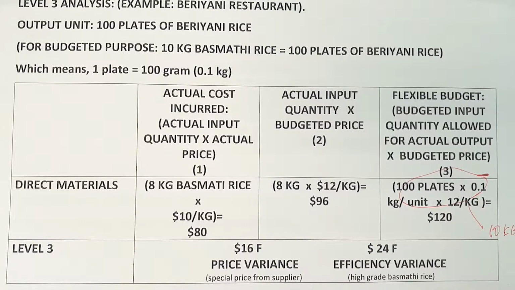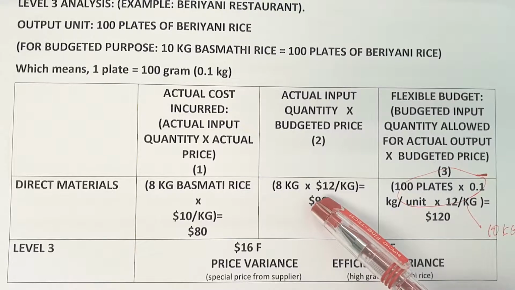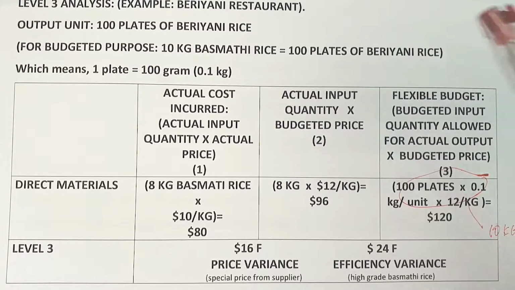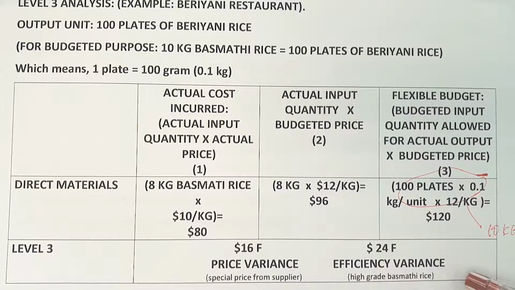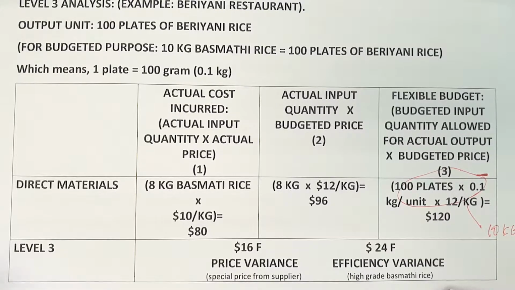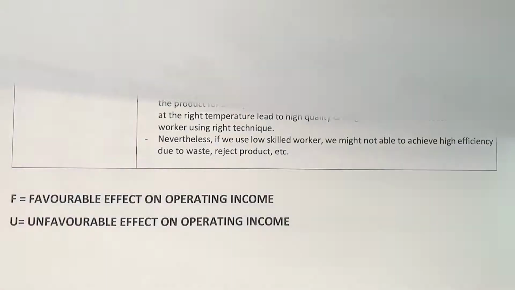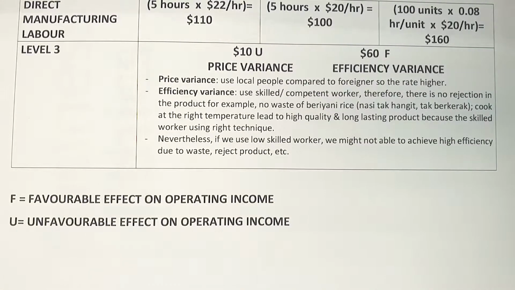As in this case, as I said before, just using 8 kg is enough for us to cover 100 plates of basmati rice. So in this case, we can see that the efficiency variance is favorable. Okay, all right, this is for the case of direct material. Now we look at the case for direct labor.